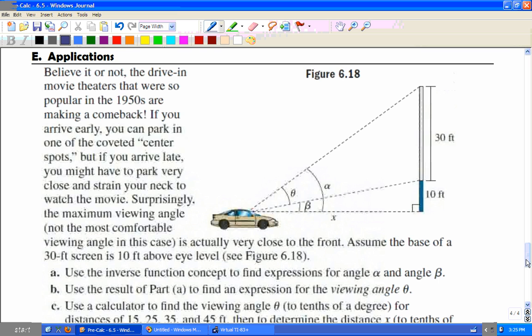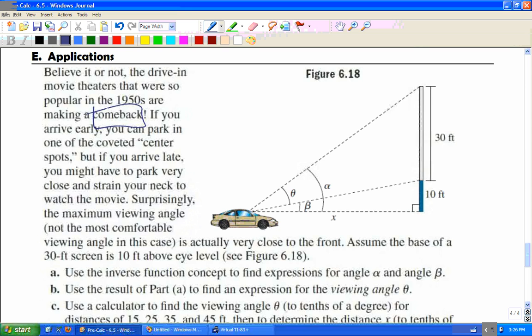We kind of, as a department, agreed not to grab examples from the book, but again, this one was too hilarious. So what it says is, believe it or not, the drive-in movies that were so popular in the 50s are making a comeback. I don't know what they define as a comeback, but apparently they are. If you arrive early, you can park in one of the coveted center spots. But if you arrive late, you may have to park very close and strain your neck to watch the movie.